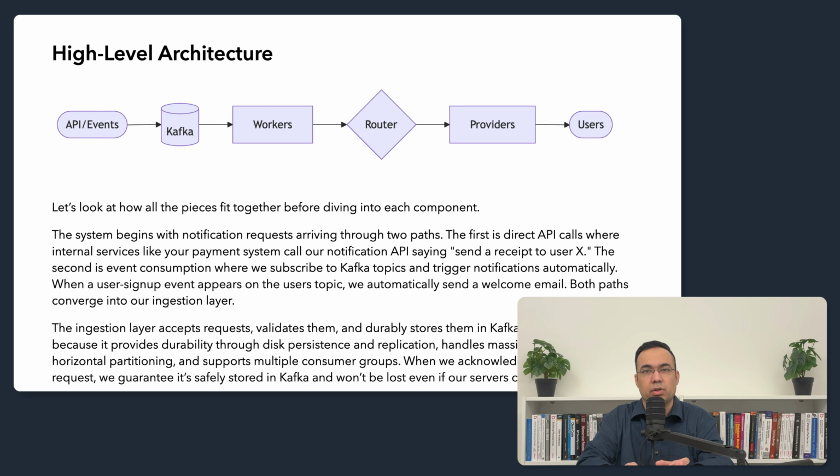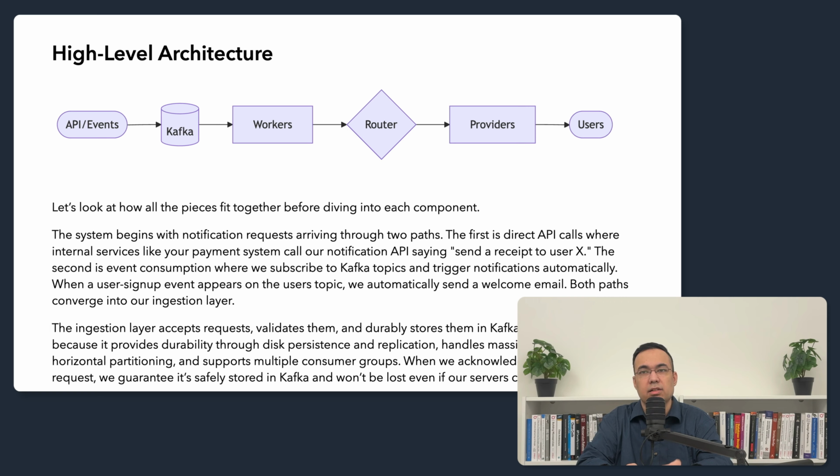Both paths converge into our ingestion layer, which accepts the requests, validates the payloads, and writes durably to Kafka. We use Kafka because it provides durability through disk persistence and replication, handles massive throughput with horizontal partitioning, and supports multiple consumer groups for different processing needs. However, you can use any other Kafka alternatives by different cloud providers like Azure and AWS, and that would work as well. Now, here's the critical point. When we acknowledge a notification request, we guarantee it is safely stored in Kafka and won't be lost even if our servers crash immediately after.